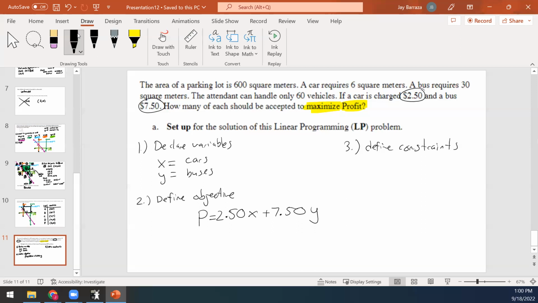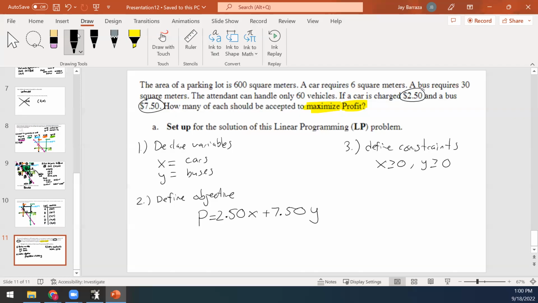For example, can you have 0 cars? Yes. Can you have 0 buses? Absolutely. Can you have -1 car or -1 bus? No. It doesn't make sense to have negative numbers for this problem. So my first constraint is I'm allowed to have 0 of each. However, I can't have negatives because it doesn't make sense, right? In this problem, having a negative amount of vehicles is just not physically compatible. So that's a natural constraint that you have, okay?